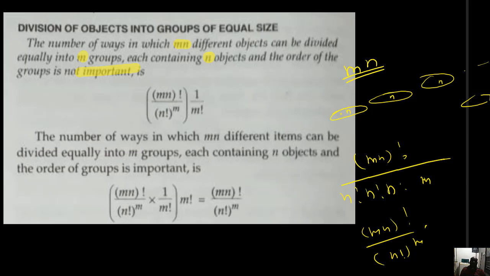But this is not the right answer. What should we do? We want to divide by m factorial. So that is nothing but mn factorial by n factorial whole power m into m factorial. Okay, in this way you can do it. I hope you people understood now.